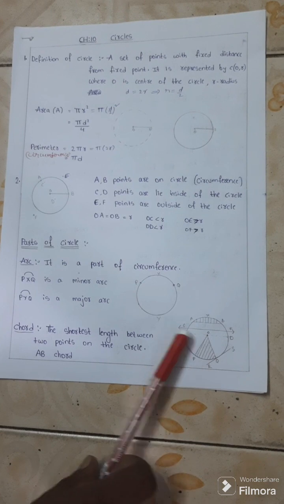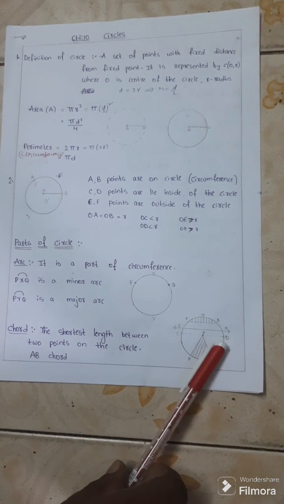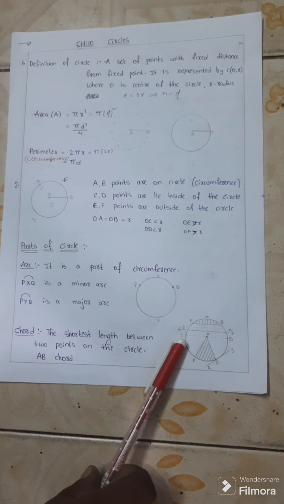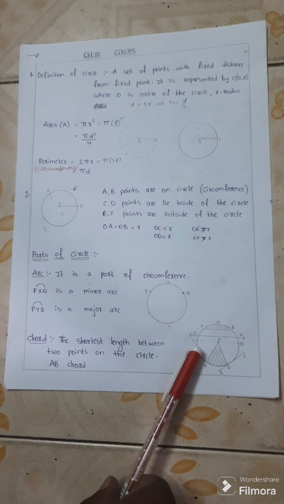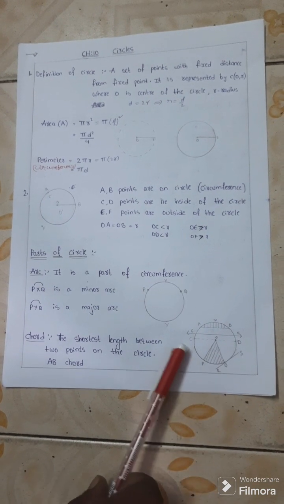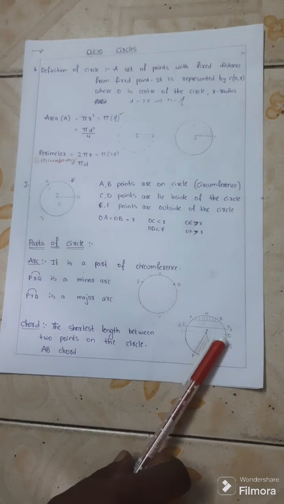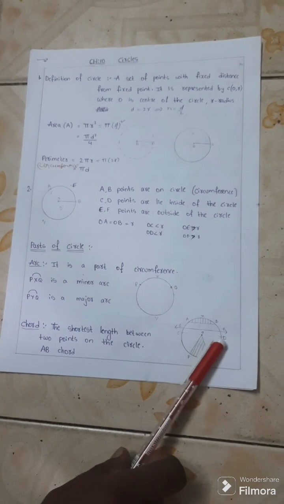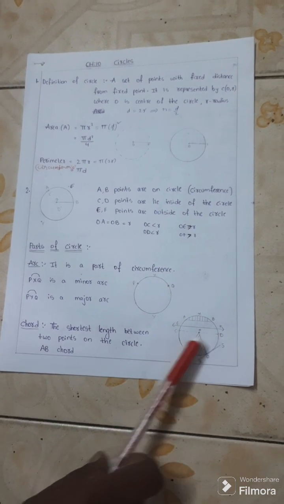We will discuss the secant also. CD is a diameter, which is also a chord, but the longest chord. In a circle, the longest chord is the diameter. A diameter is nothing but a chord passing through the center of the circle. CD is a diameter which is also a chord.